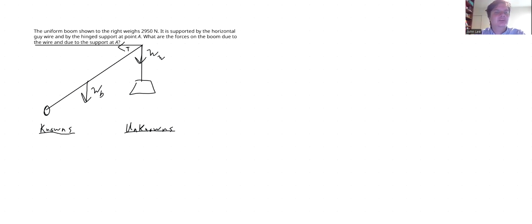A uniform boom shown below weighs 2,950 newtons. It is supported by the horizontal guy wire and by the hinge support at point A. What are the forces on the boom due to the wire and due to the support A?